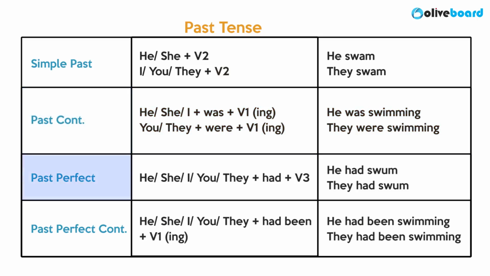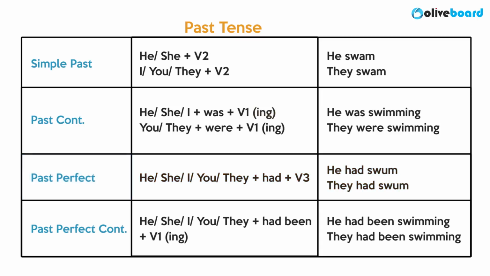In the case of past perfect, we always use had plus the third form of verb. Now calling back to the present perfect tense, वहाँ पे हम have use करते थे या has use करते थे और उसके साथ third form of verb use करते थे, depending on whether it was singular or plural. Here, irrespective of singular or plural कि he use हो रहा है या they use हो रहा है, हम उसके साथ हमेशा had use करेंगे. So this makes our example look like he had swum and they had swum.